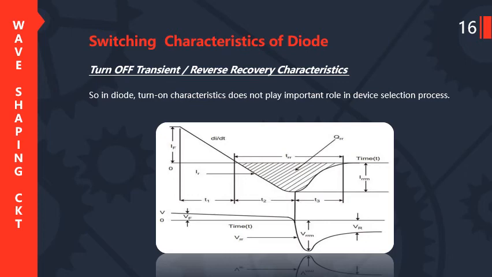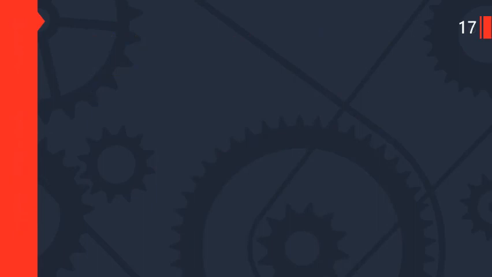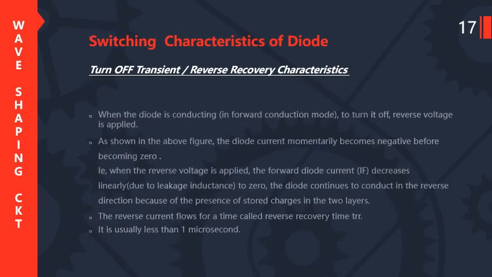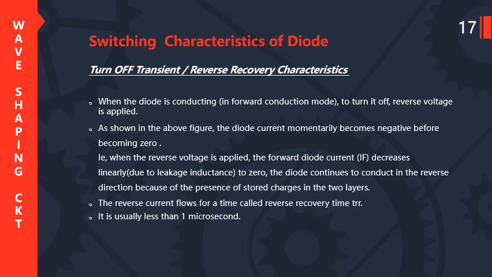This is the reverse recovery characteristics of the diode, or turn off characteristics of the diode. When the diode is conducting in forward conduction mode, to turn it off, reverse voltage is applied. As shown in the above figure, the diode current momentarily becomes negative before becoming zero. जीरो होने से पहले क्या होगा, हमारी जो करंट होगी वो मोमेंटली नेगेटिव पोर्शन में जाएगी, उसके बाद जीरो होगी.